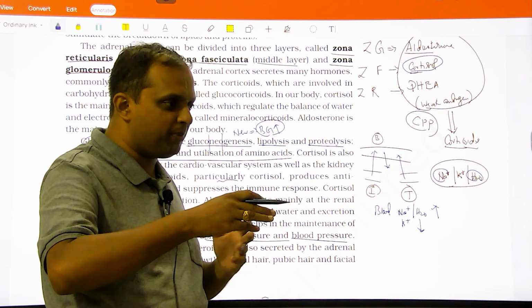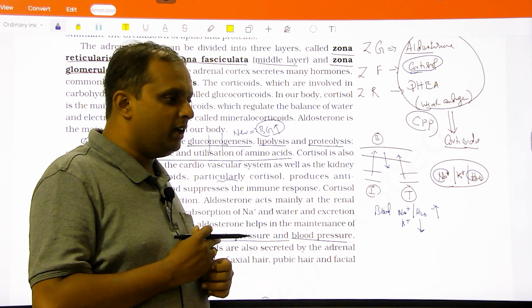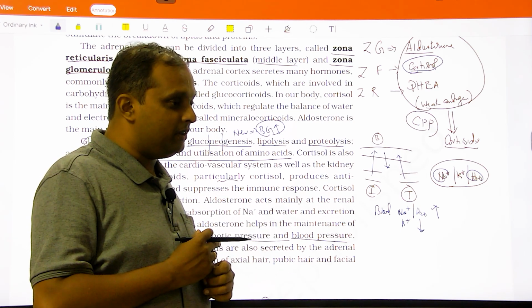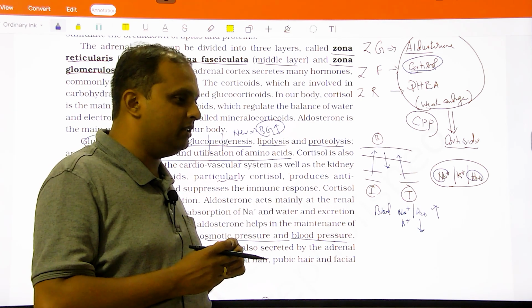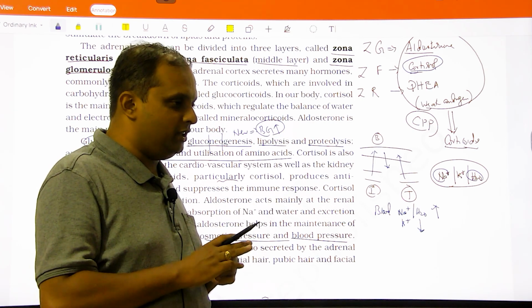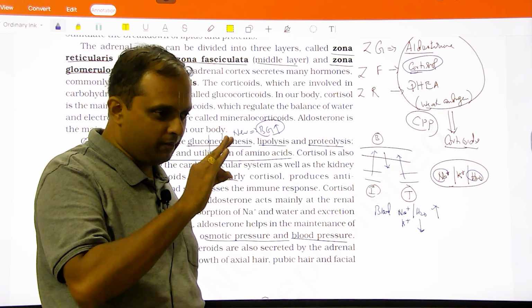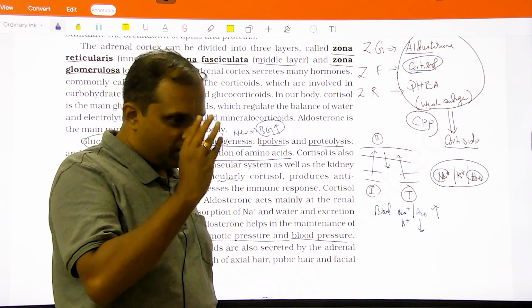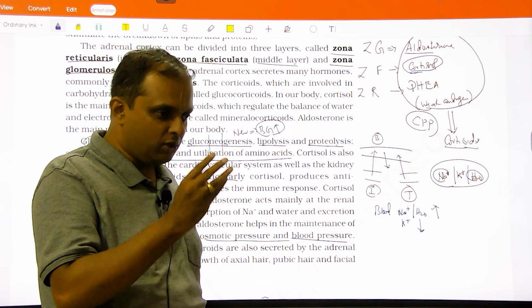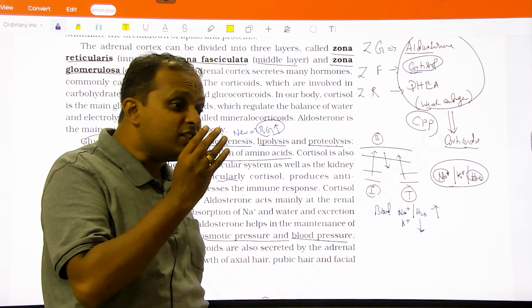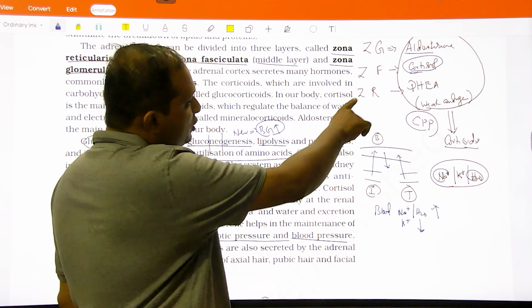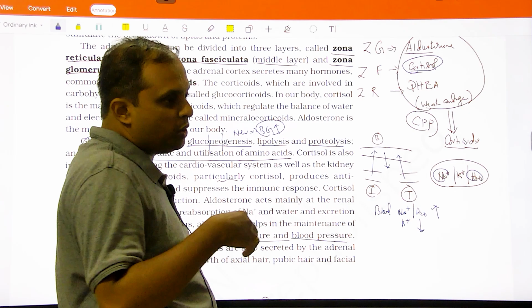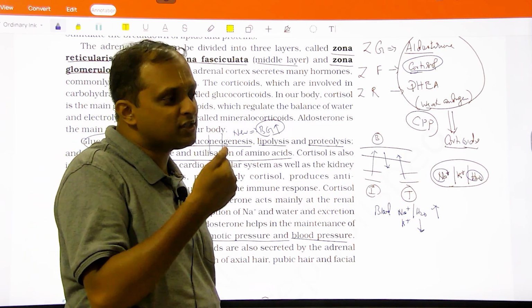All these things were happening during the pandemic. This is an anti-inflammatory hormone. This is cortisol. In short, we have talked about three hormones from the adrenal cortex. One is the mineralocorticoid, aldosterone. Cortisol, which is produced by the zona fasciculata, the middle layer, is going to regulate the glucose level.